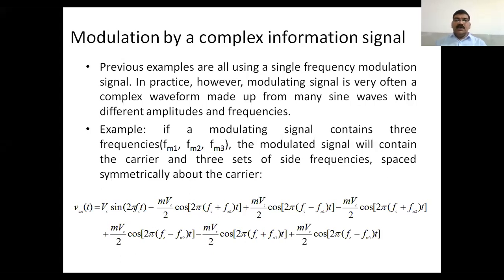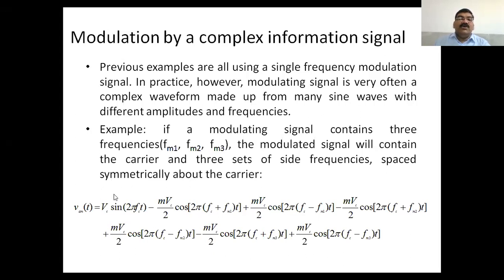Sorry for the inconvenience. So here three signals are taken, FM1, FM2, FM3. You can take anything: as I told, maybe one is a speech signal, another is a video signal, third is a data signal, whatever it is, having different modulating frequencies. So the modulated signal will contain the carrier and three sets of side frequencies, that is, three sidebands on each side.